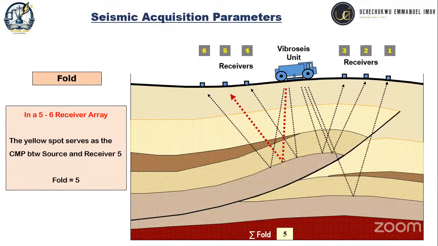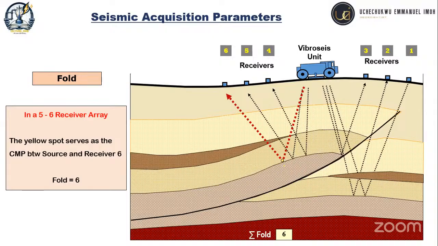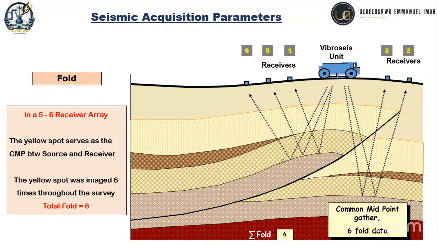So the shot points keep changing, different receivers are imaging the same spots. And so by the end of the survey in this cartoon, 5 different receivers were able to image the spot. So by the time of the last cartoon, no more receiver is imaging this spot. So a total of 6 receivers were able to image the same spot in the subsurface, this stationary spot in the subsurface. So in essence, the fold of this data is a 6-fold data.